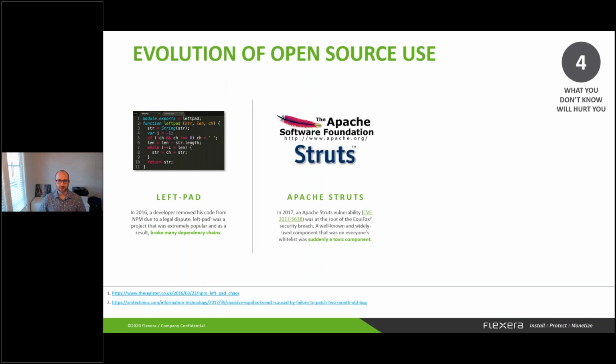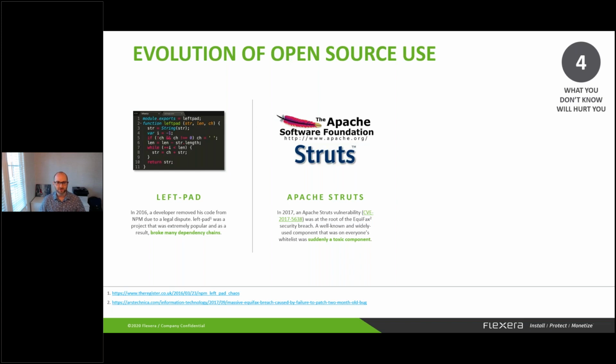Second thing I want to talk about is Struts, and this was probably the most prominent security event in the last several years. This was back in 2017. A lot of you know this as the Equifax breach. But the interesting thing here is that the component that was at the heart of this issue was something that a ton of people used.